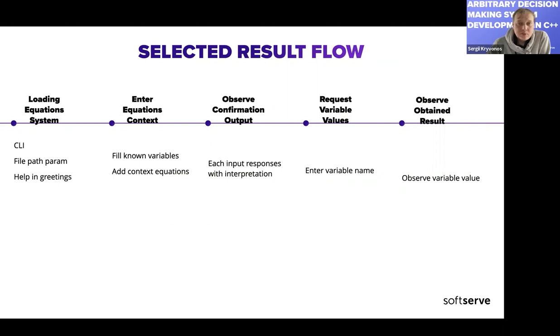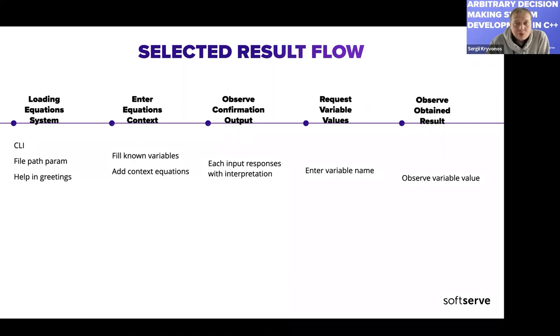So the selected result flow in details. First, our R&D load execution system provides a command line interface and parameter. We can use a parameter file to load this preset of equations. It should provide us all the details to use the system right away, because it's simple enough and not a common thing, because nobody knows it. Then we enter the equation context, like a school task, for example, tasks for physics, and you enter additional known values.